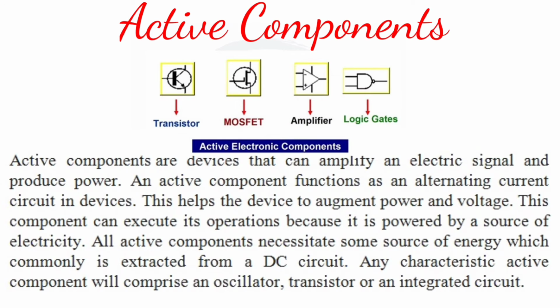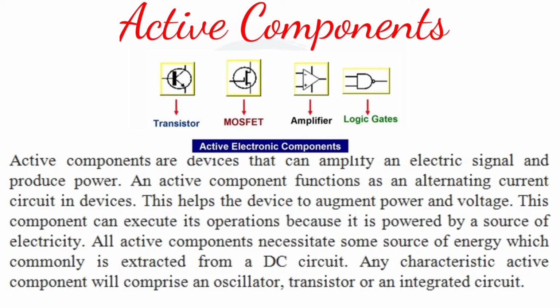Active components are devices that can amplify an electric signal and produce power. An active component functions as an alternating current circuit in devices. This helps the device to augment power and voltage. This component can execute its operations because it is powered by a source of electricity. All active components necessitate some source of energy, which commonly is extracted from a DC circuit.